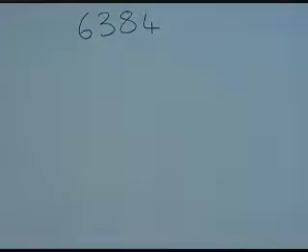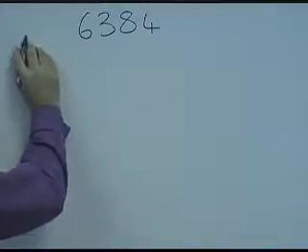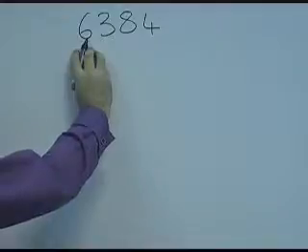Right, I'm going to show you how to round this number, 6,384, to a various number of significant figures. To look for significant figures, we start on the left and we move through the number till we find the first non-zero number. So here, 6 is the first significant figure.